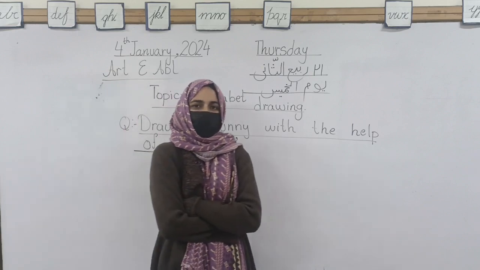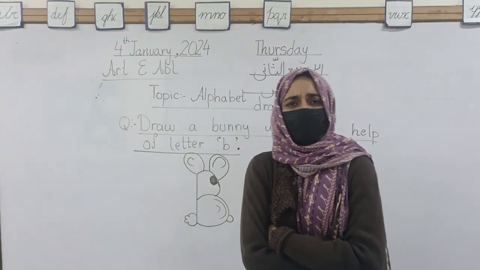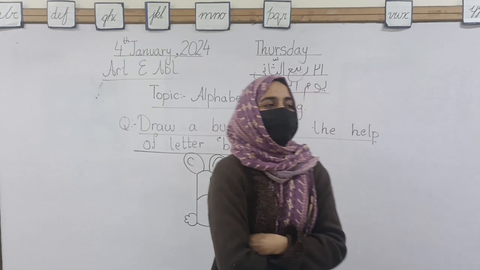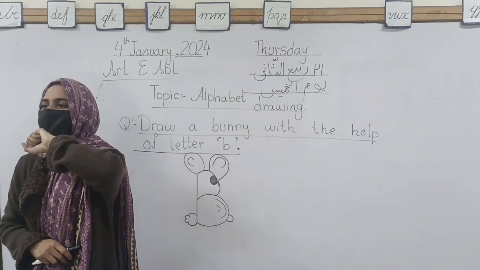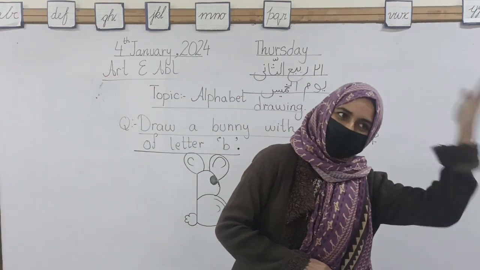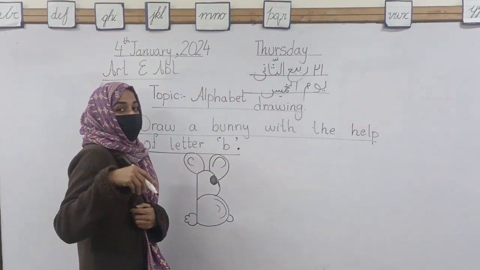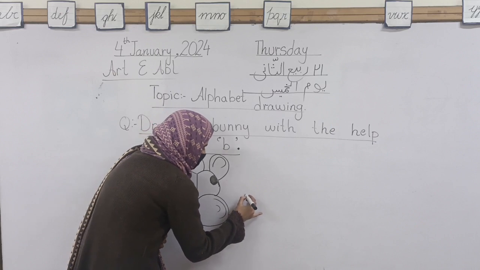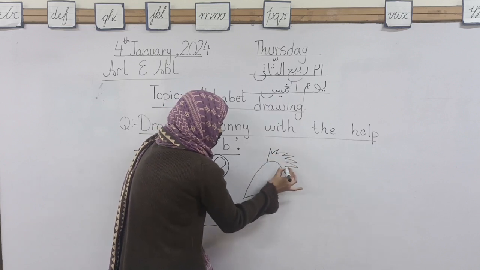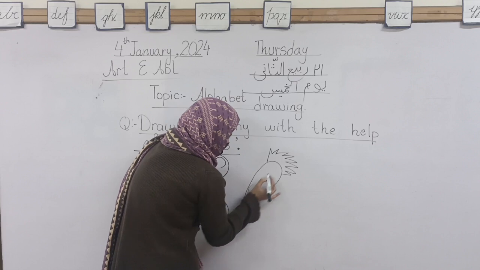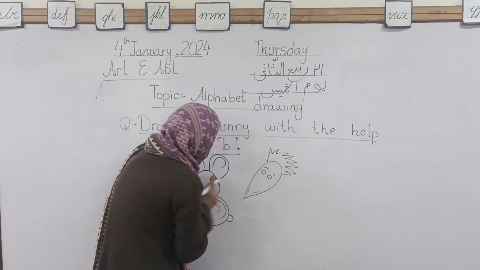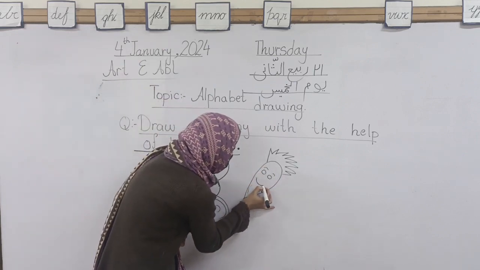Well, now I have a question in my mind: which is the favorite vegetable of the bunny, or which vegetable does the bunny eat the most? Any guesses? Any guesses? Rahim, Mark, yes? Yes, of course, the bunny likes to eat carrot. And if you want to make it funny, you make his eyes looking towards the carrot, because he is hungry to eat it.